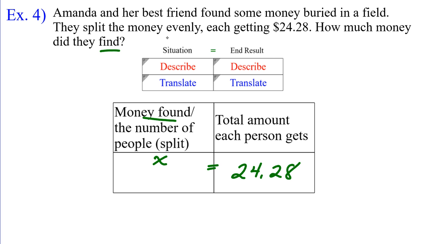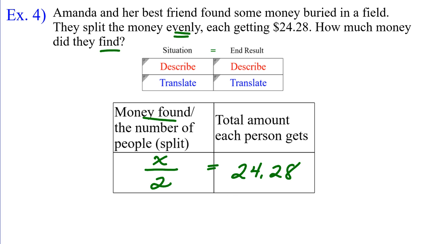And since it's being split evenly, that means Amanda and her best friend, that's 2 people. So they're going to divide it in 2. If there were 3 people who found it, you divide it into 3. 4 people who found it, you divide by 4. So here, based on our story, we're able to do just one step.